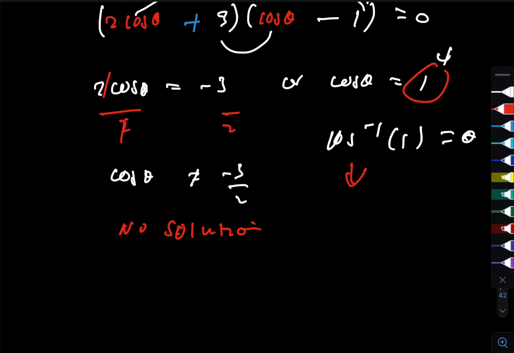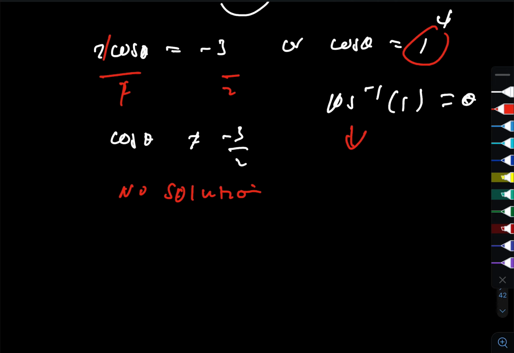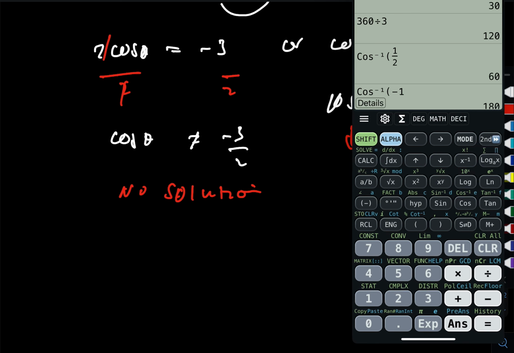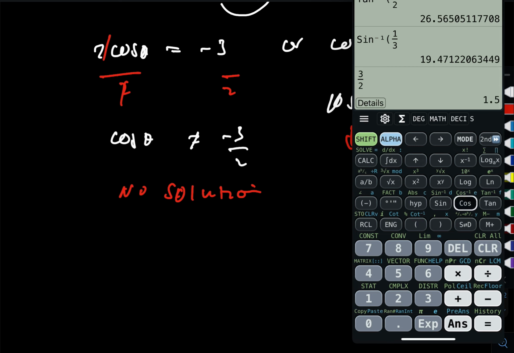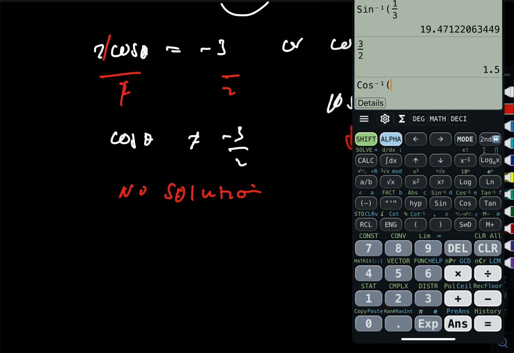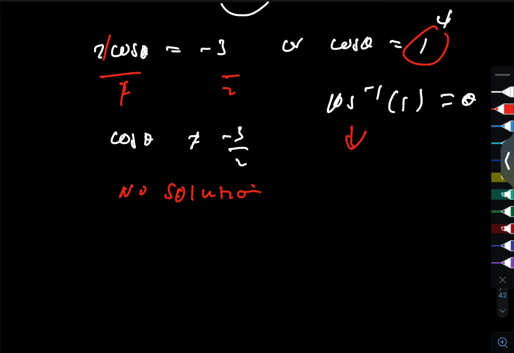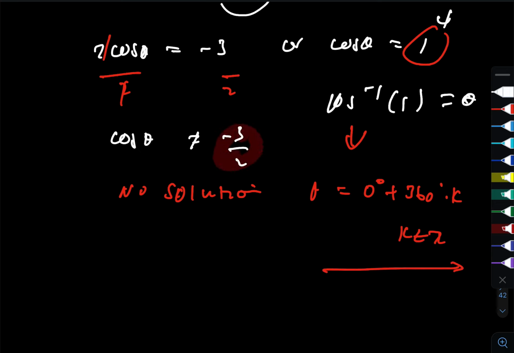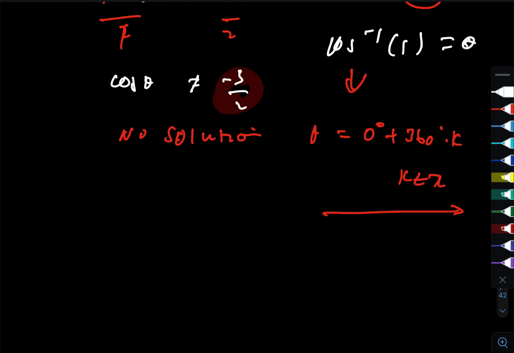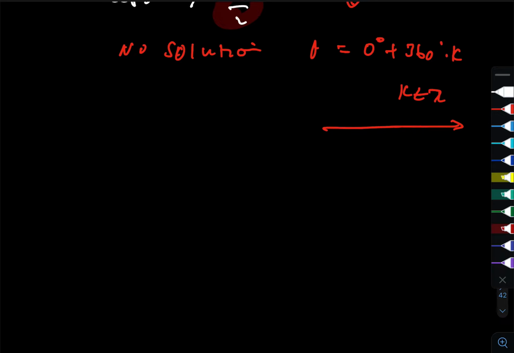However, we do have a solution for that one, which is 1. So I'm just going to have shift and then cosine 1. It is a positive 1, which is 0. So the theta here is going to equal 0 degrees plus 360 times k, where k is an element of Z. So we're done. Be sure to make sure that that number lies between negative 1 and 1 so that you do not make mistakes. Let's take one last one.